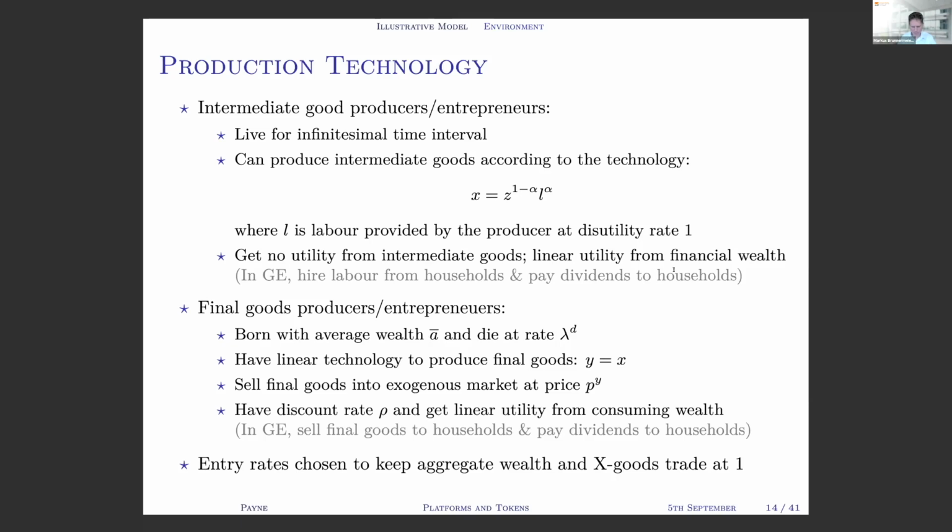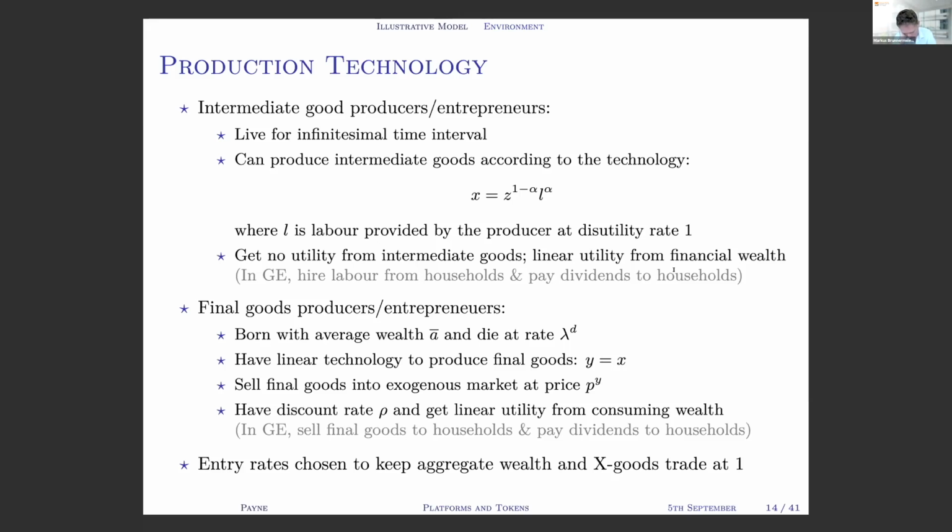Then there are the final goods producers or entrepreneurs. So these final goods producers, they enter with average wealth and they hang around and they die at some rate. And they have a linear production technology. So they can turn these intermediate goods into final goods. They can sell them in an exogenous market for price PY. And while they're waiting to trade, they have this discount rate rho, and they also get linear utility from consuming wealth. Again, in GE, they would sell the final goods to households and pay dividends to households, but we're just trying to keep the problem as simple as possible. So the platform problem is very interpretable for this talk.